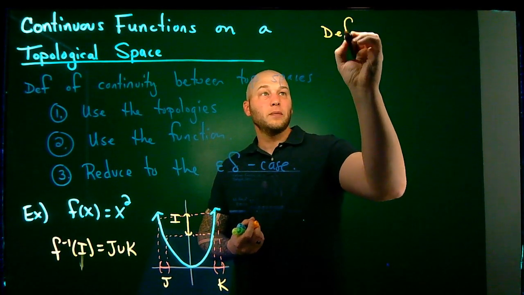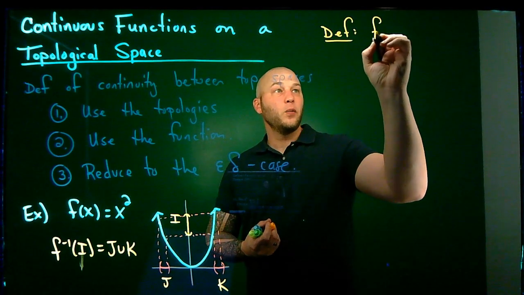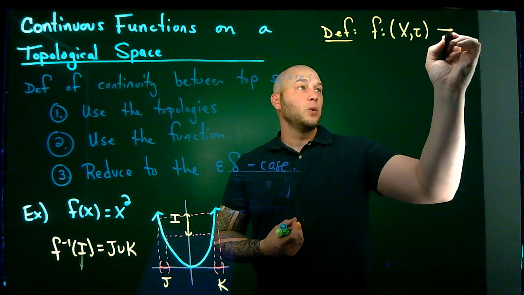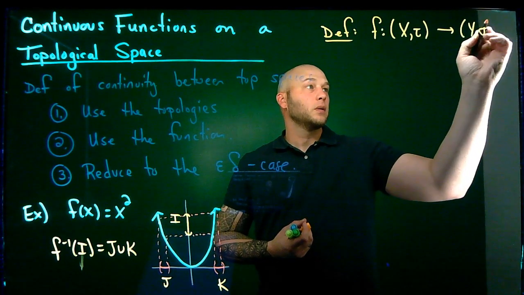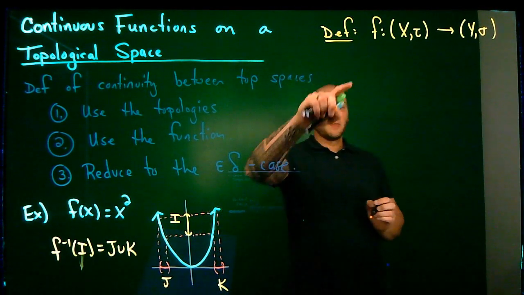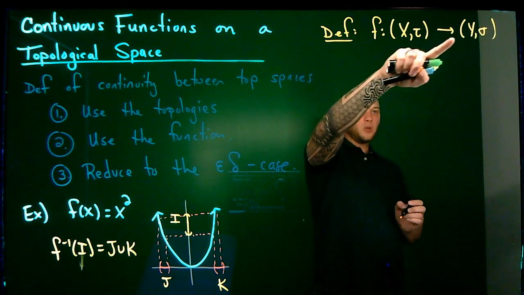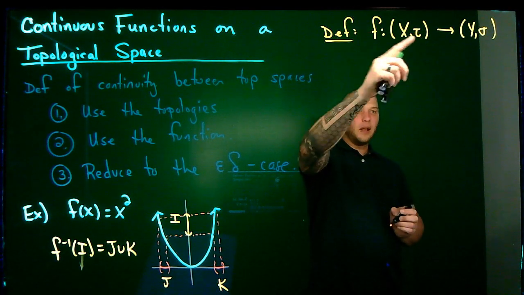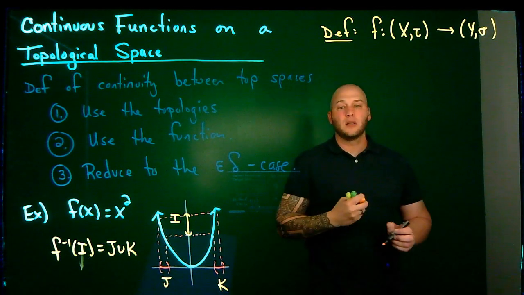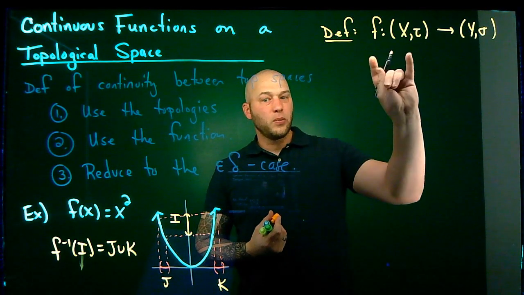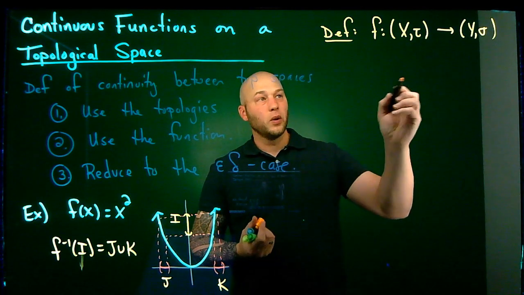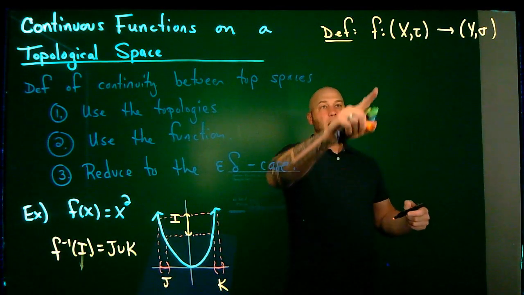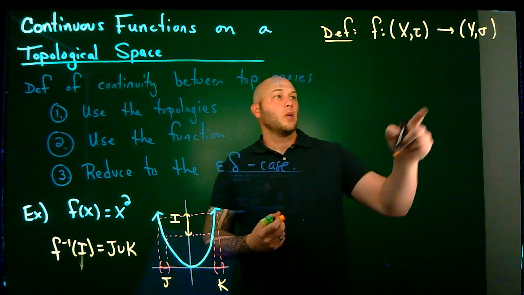So the definition: f is a function from X tau to Y sigma. In other words, remember X tau is a topological space, Y sigma is a topological space, where X is a set, tau is a topology, Y is a set, and sigma is a topology. This function maps one topological space to the other, in other words, this is a function from X to Y as inputs and outputs go. X would be the inputs, Y is the outputs.